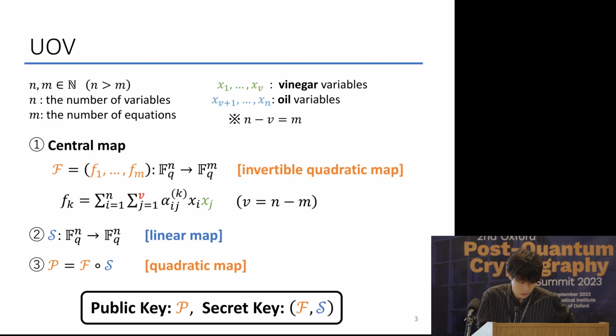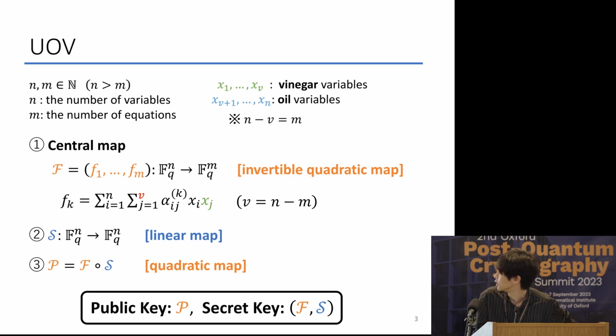I denote by n the number of variables and m the number of equations, where n is larger than m. We divide all n variables into two layers: the first v variables, x1 to xv, are called Vinegar variables, and the last m variables, xv+1 to xn, are called oil variables.